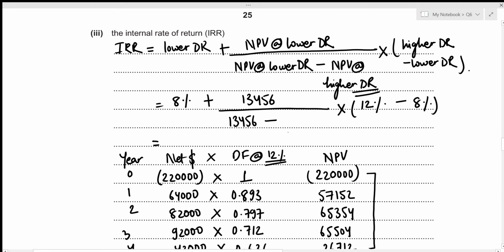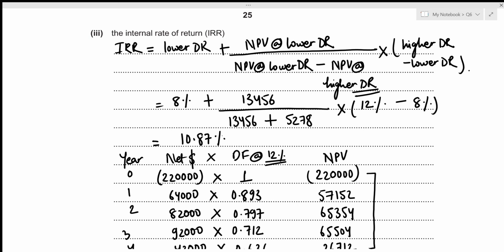And in this case, the value is in a negative. So two negatives make up a positive, so that's a plus. And the value for the net present value was 5,278. So our internal rate of return is going to be 8 plus 13,456 divided by 13,456 plus 5,278 times 12 minus 8, which results in the value of 10.87%. So this concludes the third part of this question.